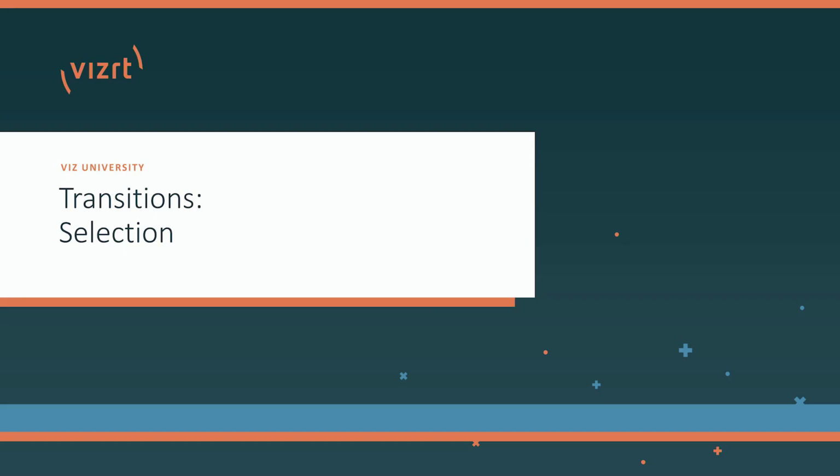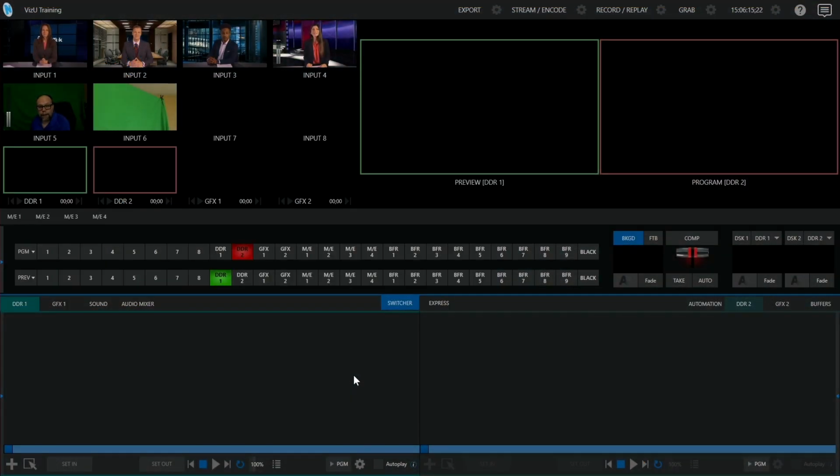Let's take a look at how we can choose the type of transition we'd like to use to bring something from preview to program. So here in the interface, we see that we have our take and auto buttons down by this virtual T-bar, but just to the left where it says fade right now, this is where the transition that you're going to use is displayed. So when I click auto, it's going to do a fade.